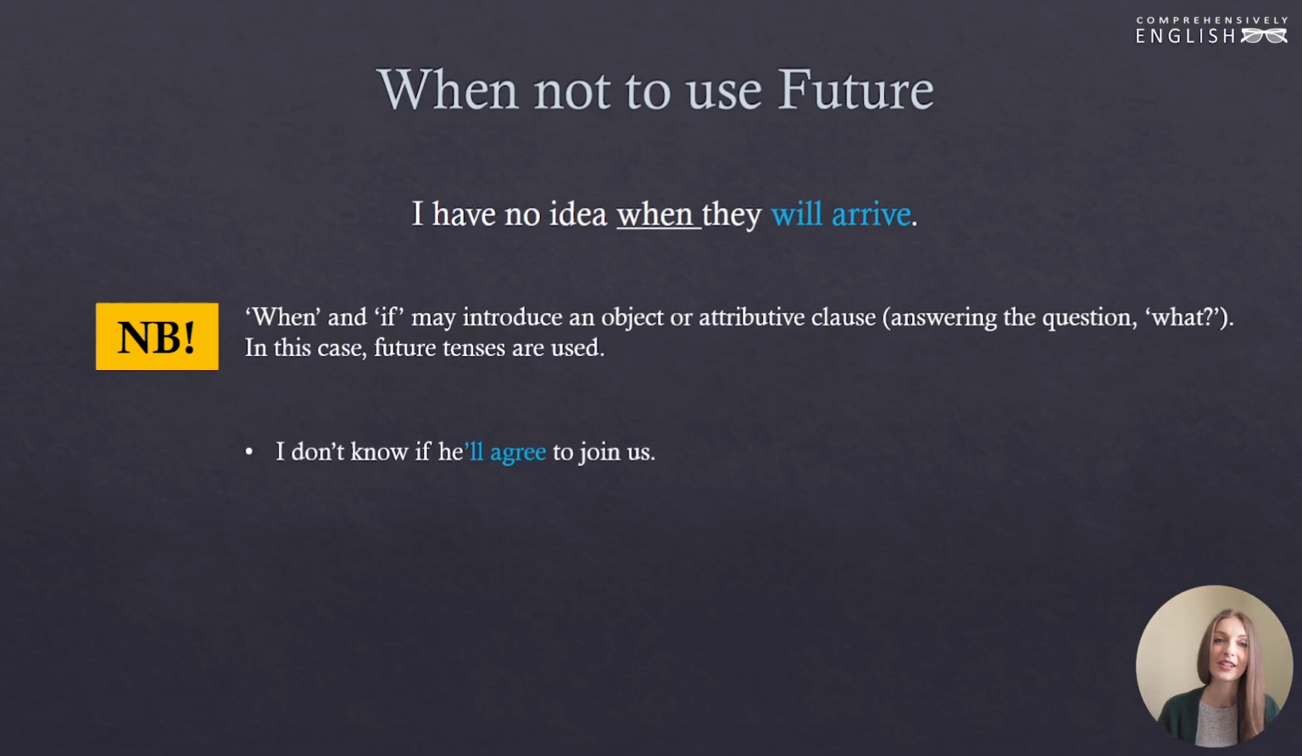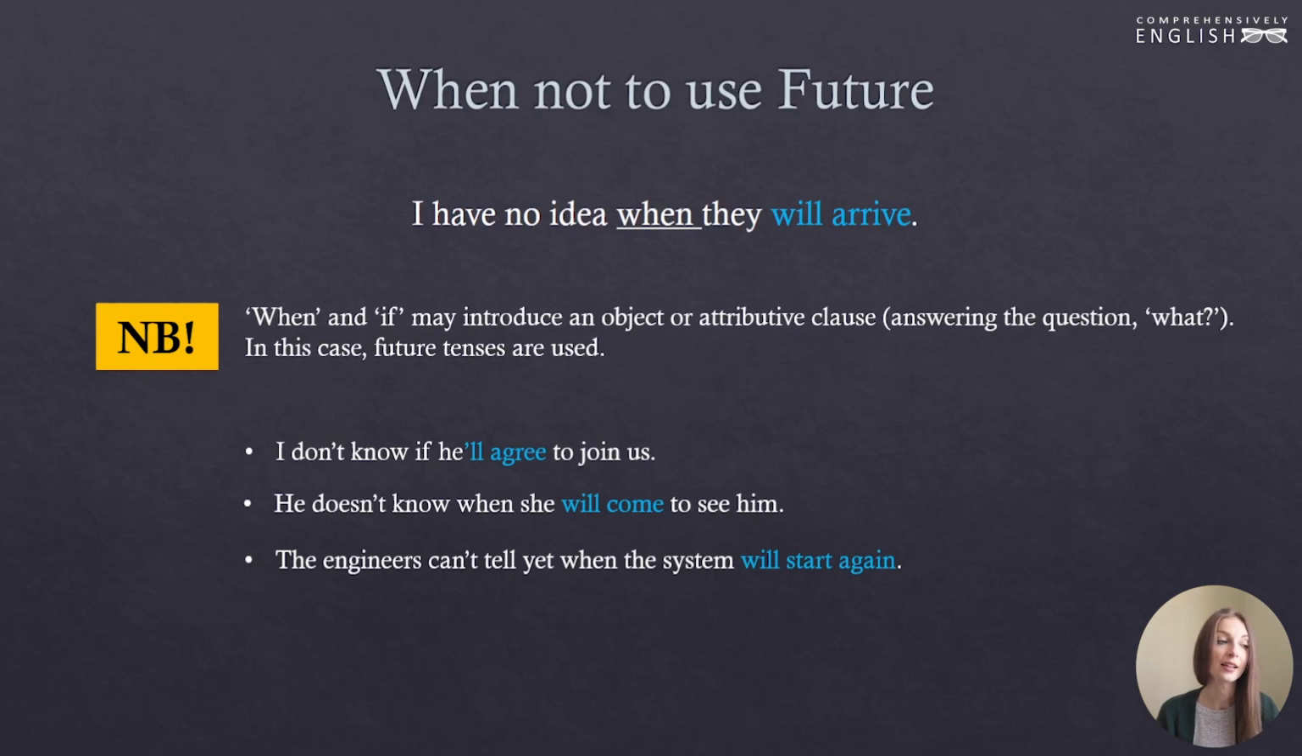Let's look at some other examples. I don't know if he'll agree to join us. I don't know what? He doesn't know when she will come to see him. He doesn't know what? The engineers can't tell yet when the system will start again. They can't tell what? It's interesting when the construction will be finished. What is interesting? Keep in mind this difference and don't forget about the rules that we have just learned.